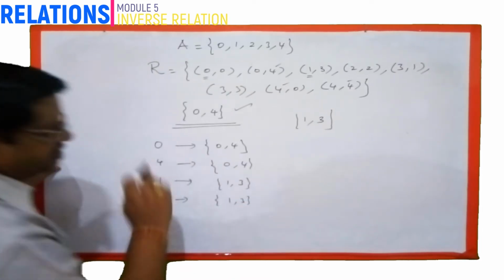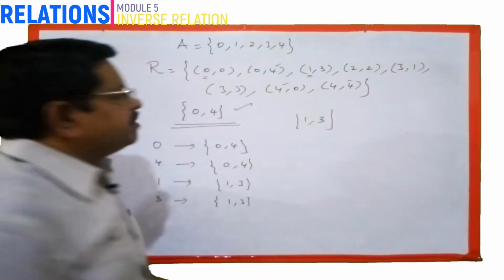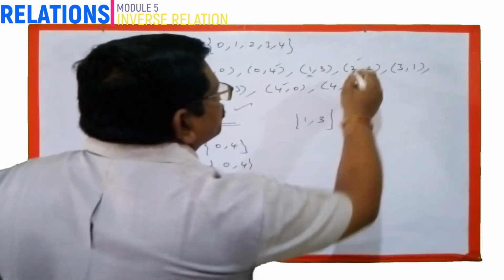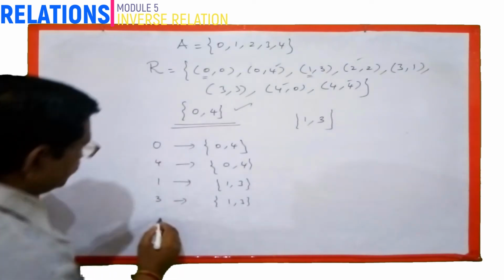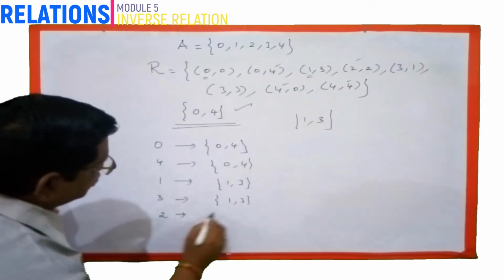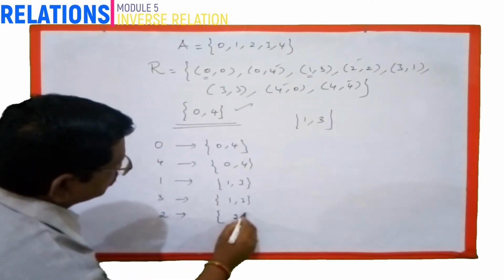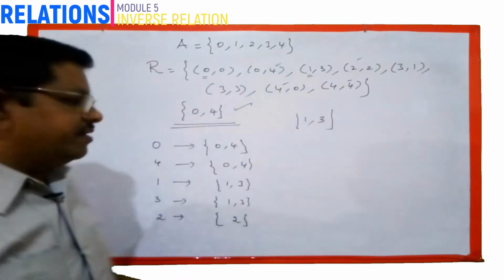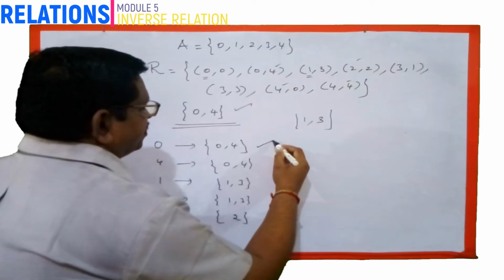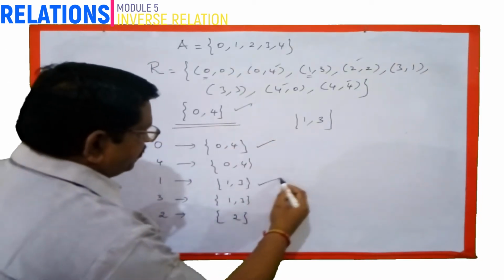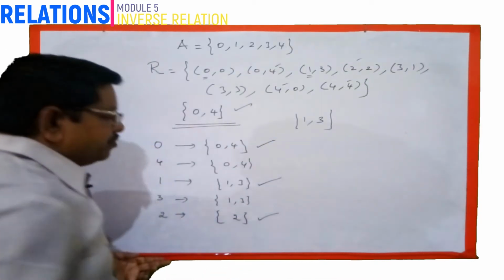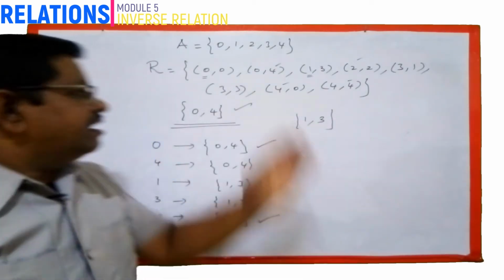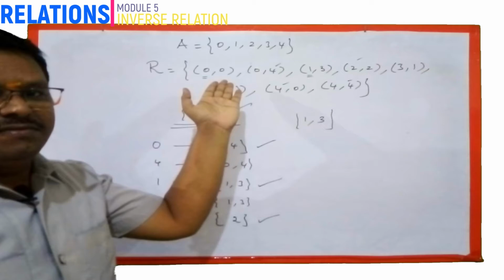There also there is no change at all. Now the element left is only 2. If we take 2, 2 has a relation with only 2. So the equivalence class of 2, that is only 2. Now the repeated sets we can avoid, only one time we can take. So set of 0, 4, set of 1, 3, set of 2. These three are the equivalence classes of the given relation.